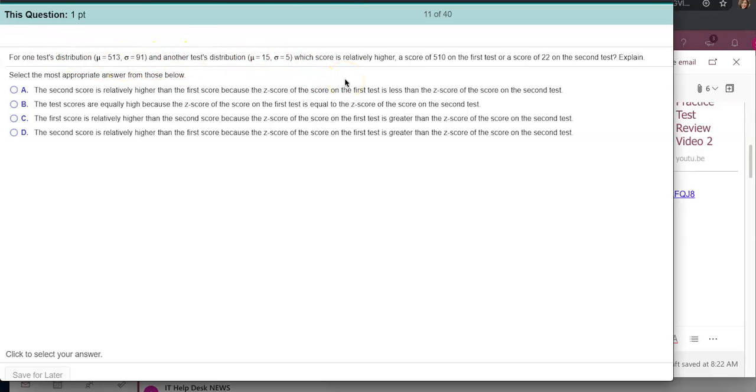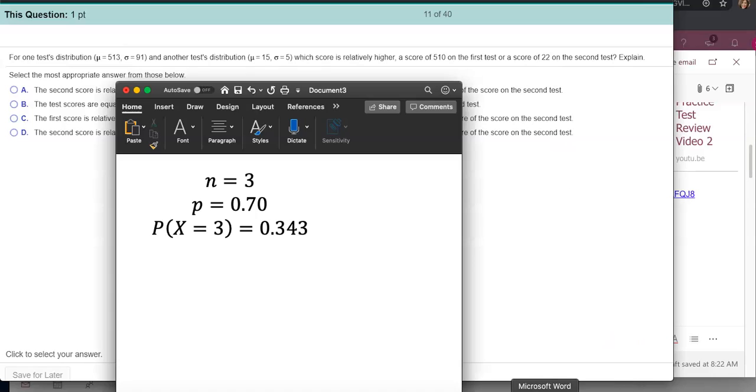We need to standardize these scores so that we can actually compare them, right? Say which score is relatively higher, a score of 510 on the first test or a score of 22 on the second test. Explain. Let's find the z-score of both.